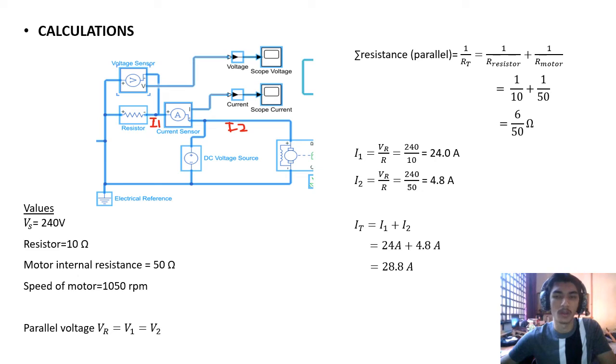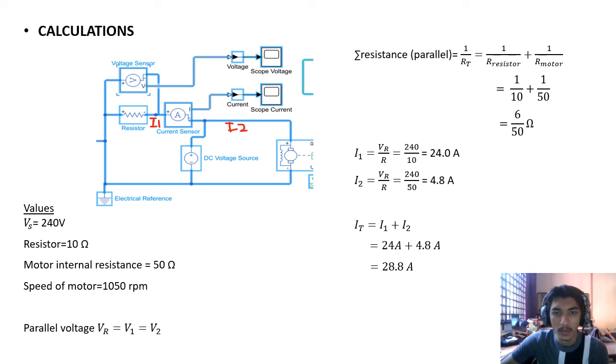And next we will calculate the resistance. Since the resistors are in parallel, we will use 1 over R total equals 1 over R of the resistor plus 1 over R of the motor. We will get 6 over 50 ohms. And then to calculate I1, we will use the voltage, which is 240 volts, over the R that is located near I1, so it's 10 ohms, so we'll get 24 amperes.